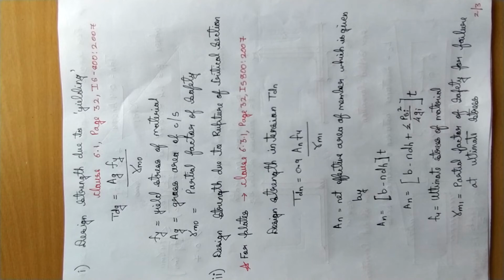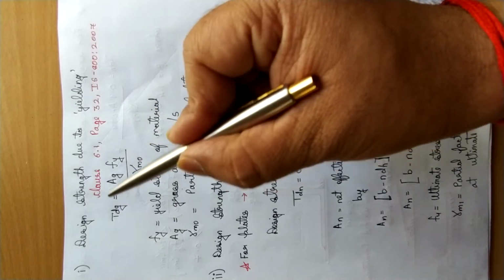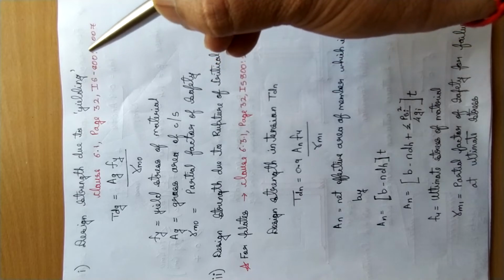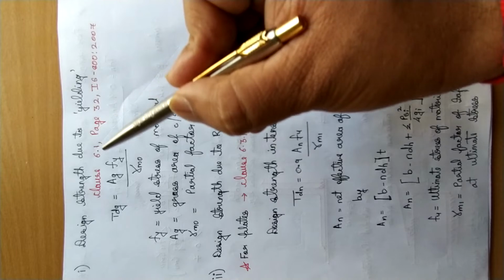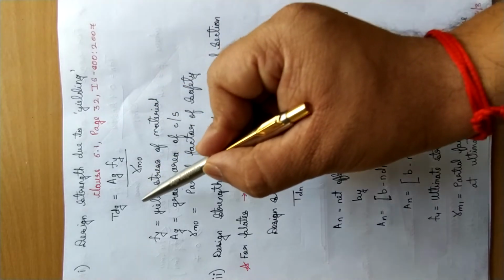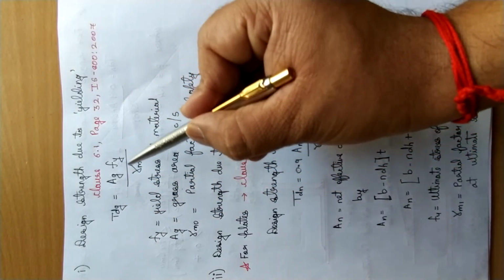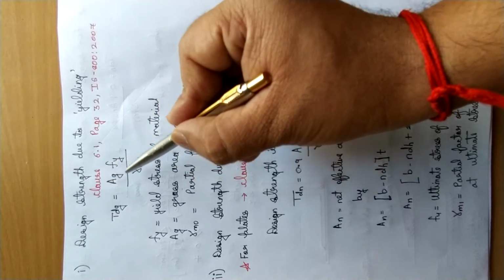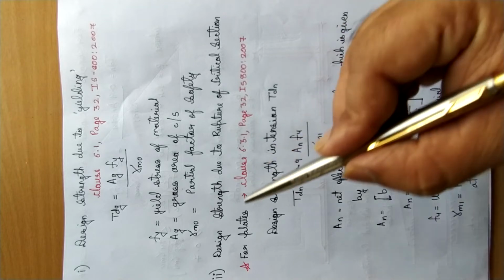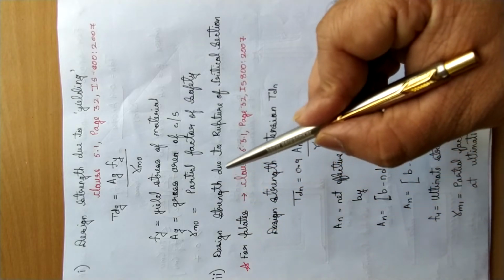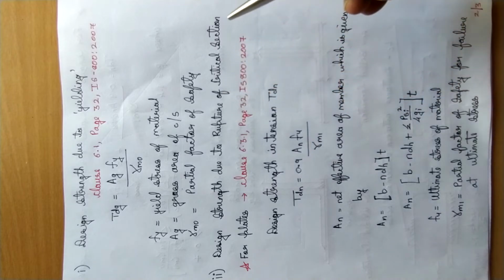In the previous lecture we had already discussed the design strength due to yielding of the gross cross section. It is given on page number 32, clause number 6.1, and the formula is Tdg equal to Ag fy divided by gamma m0, where Ag is the gross area of the cross section. Today we shall proceed with the further two points. The second failure criterion of the steel is design strength due to rupture of critical section.